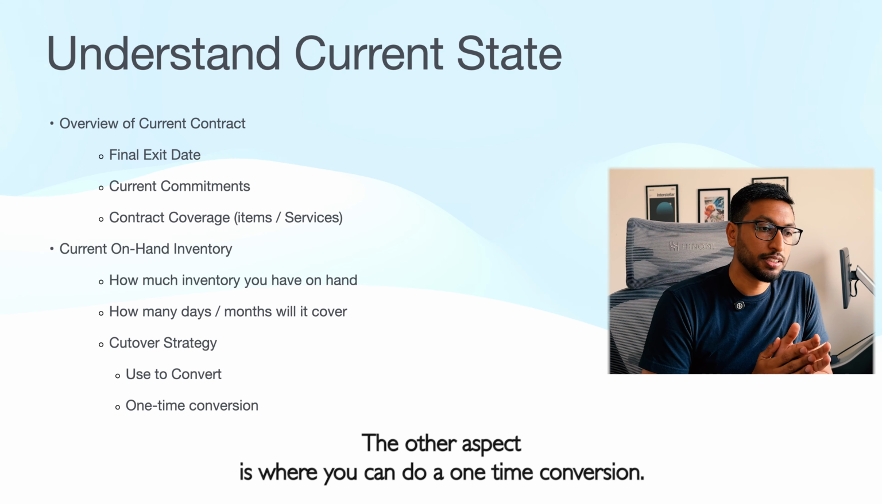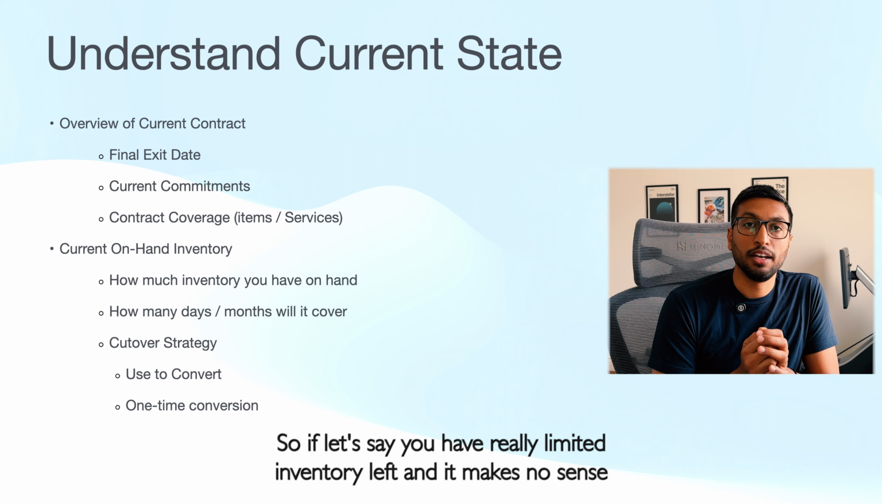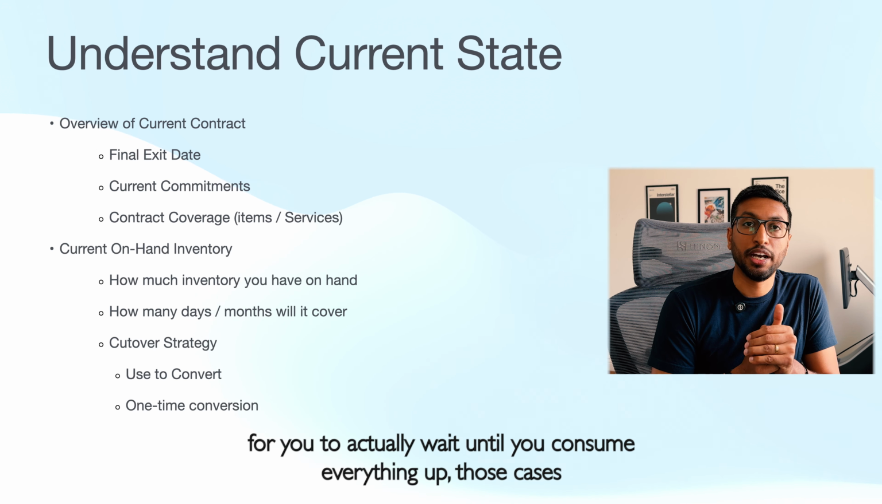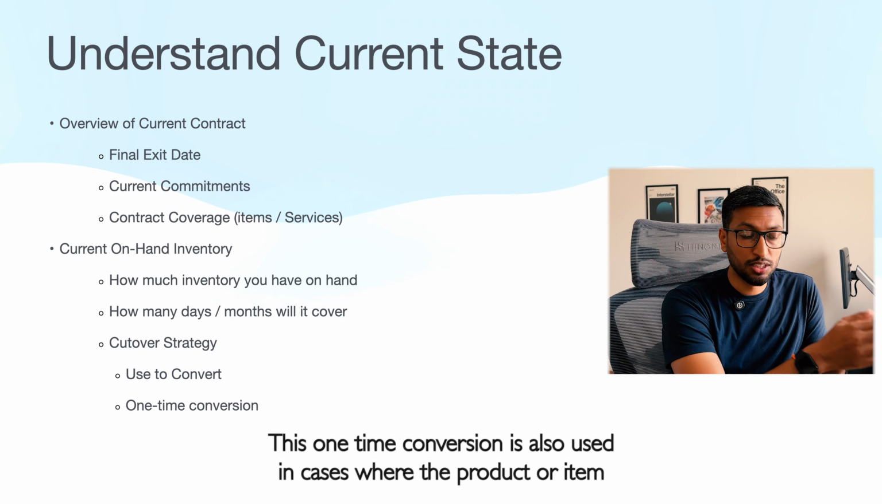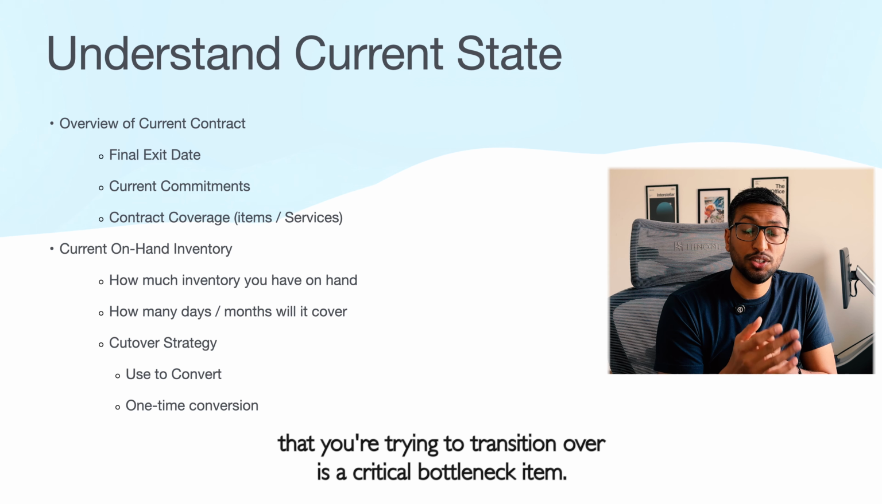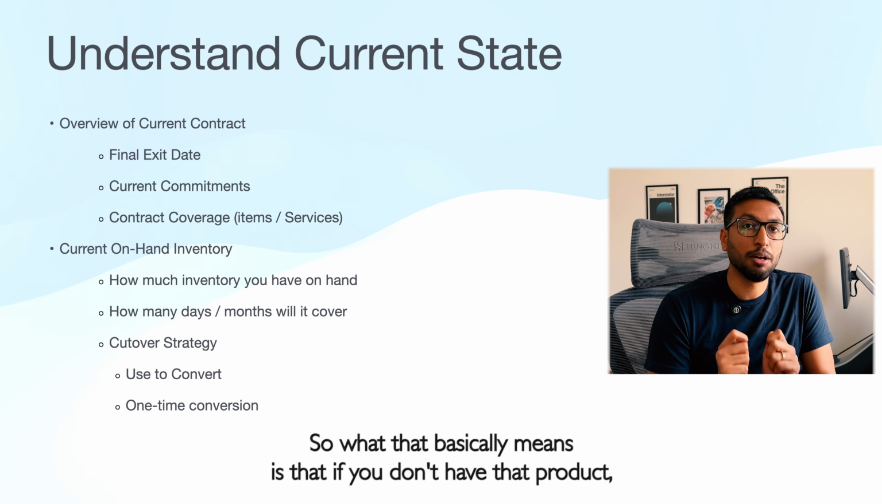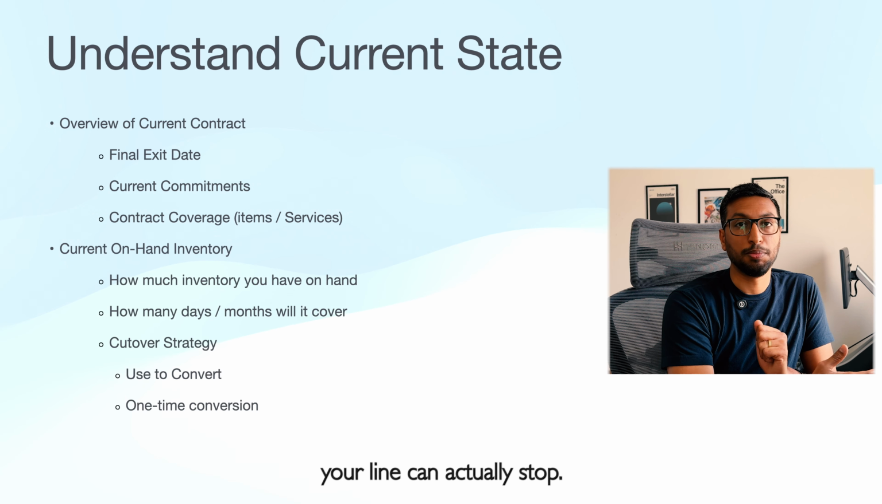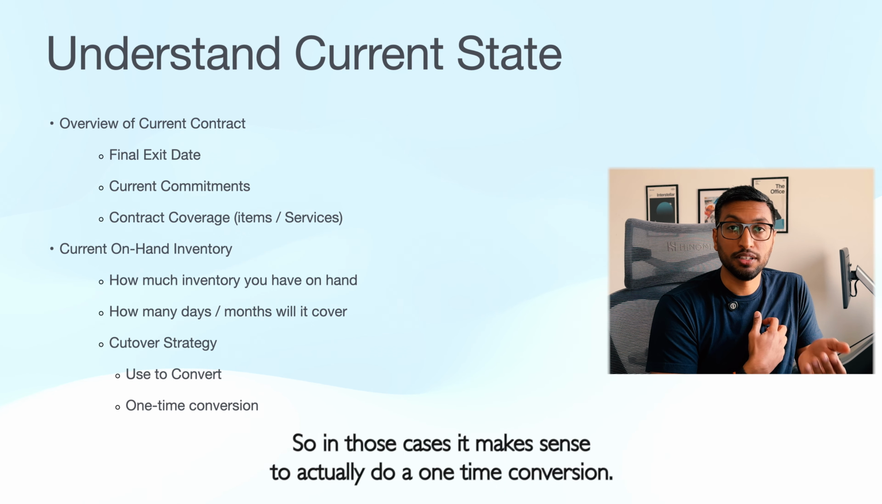The other aspect is where you can do a one-time conversion. If you have really limited inventory left and it makes no sense to wait till you consume everything, in those cases you do a one-time conversion. This one-time conversion is also used in cases where the product or item that you're trying to transition over is a critical bottleneck item. What that basically means is that if you don't have that product, your line can actually stop. You don't want to be in that situation, so in those cases it makes sense to do a one-time conversion.